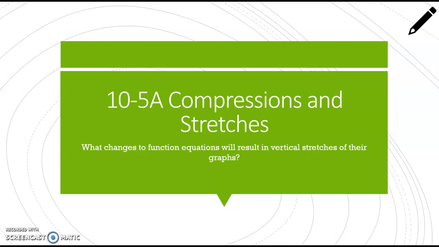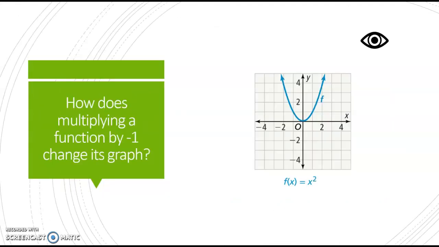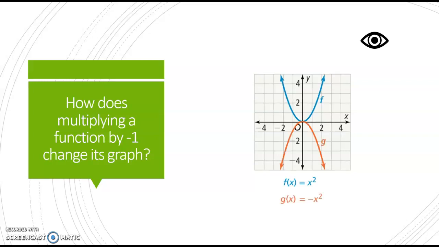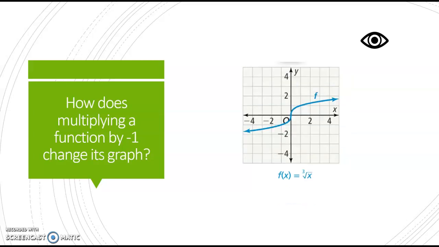So what changes to function equations will result in vertical stretches of their graphs? Today we're doing only vertical. I don't need you to write this down. I just want you to take a look at this. This is f(x) = x squared. And we're asking the question, how does multiplying a function by -1 change its graph? If I want to take that graph and multiply it by -1, that takes the whole graph and turns it upside down. So instead of a smile, it's sort of a frown-looking graph.